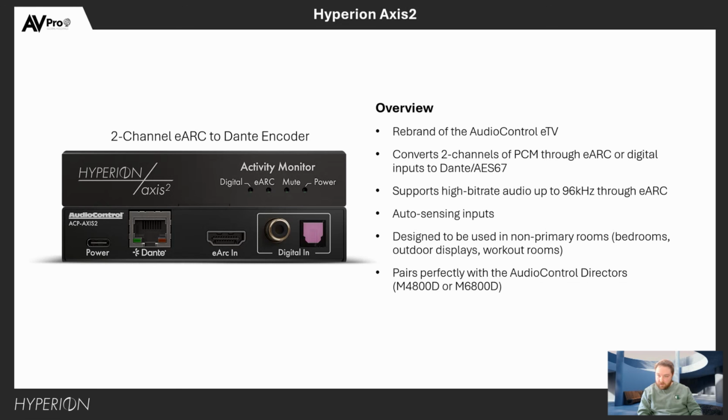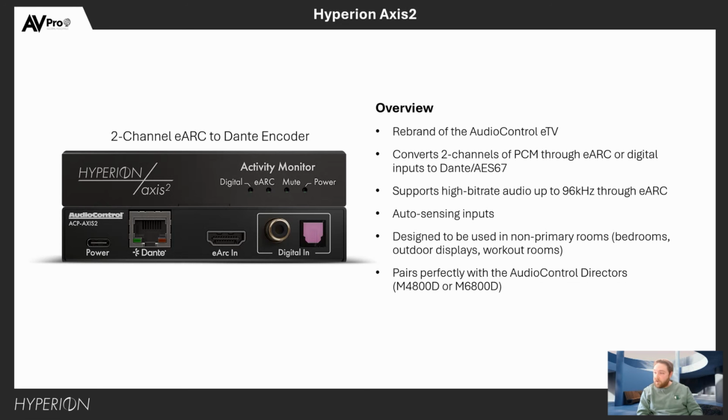Through eARC, you do get the 96K audio. So if you're using it for music streaming or any scenarios where you want that higher sample rate audio, it will support that. The other auto-sensing inputs as well. So the eARC and the digital inputs will auto switch based on whether they detect audio or not. So that it can be great for switching from a display to maybe another audio-based input, and then that will happen automatically. And the Axis 2 is really designed for applications that aren't your main living area.